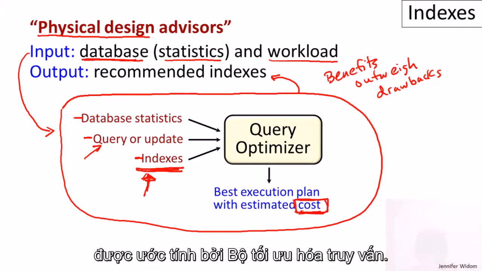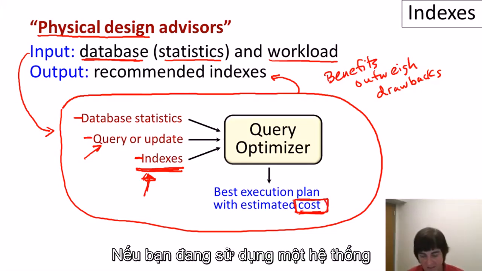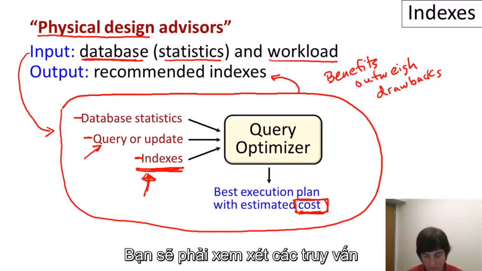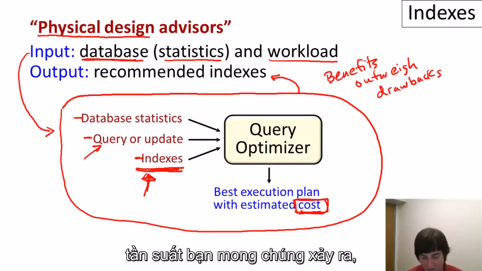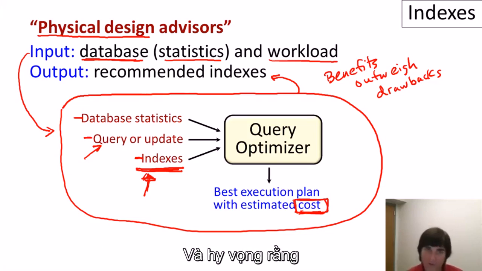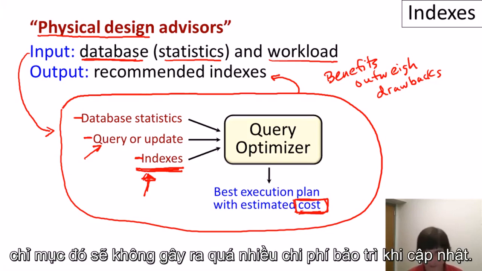If you're using a system that doesn't have a design advisor, then you'll have to kind of go through this process yourself. You'll have to take a look at the queries and updates that you expect, how often you expect them to happen, and which indexes will benefit those queries and hopefully won't incur too much overhead when there are updates.